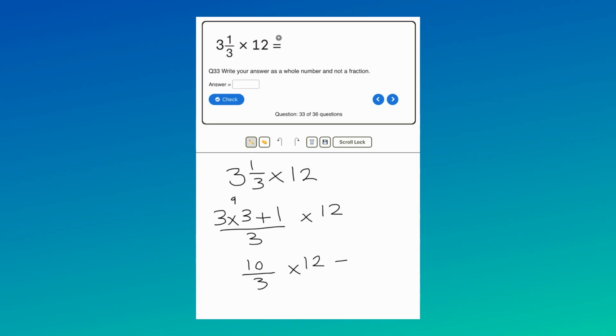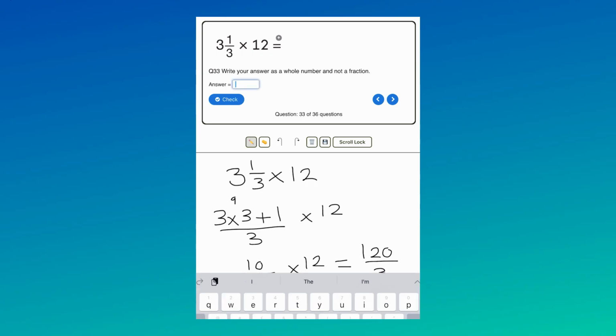Now I know 10 times 12 is 120 over 3. Now I know 120 divided by 3. Let's just do the maths here, just in case you forget, because you can do that in your head. 3s into 12 is 4, with the 0, so our answer is 40.